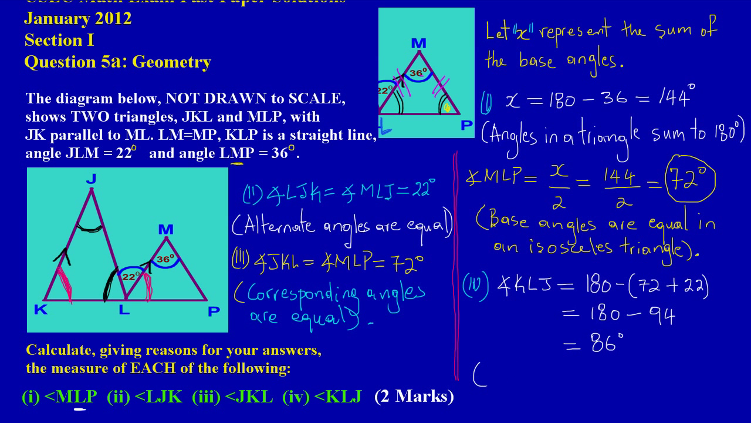I'm just going to pause the video and write that again. Hold for me. Now my friends, there we go. Here's our reason for the value of angle KLJ to be 86 degrees. It's angles on a straight line are supplementary. And just remember, another phrase for supplementary, you could always say angles on a straight line sum to 180. Okay, it's just another way of saying it.